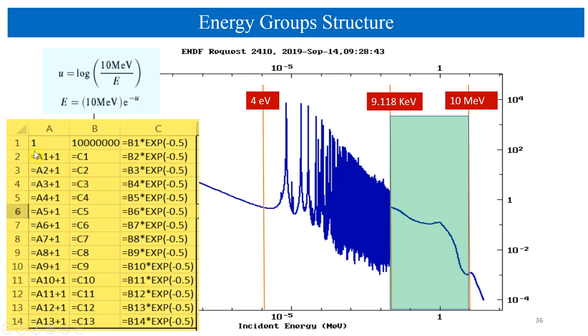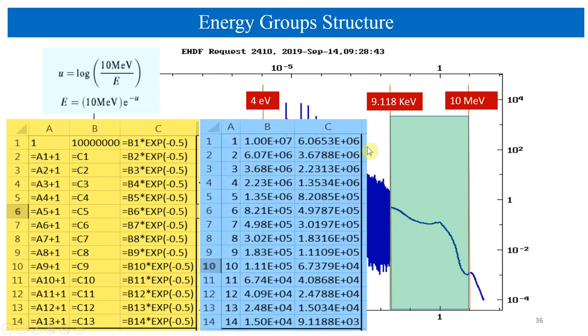So if we made that, we started the group by 10 MeV, and I put this 10 MeV times exponential minus 0.5, which is U. After that, I will get the second number, E1, the next energy. I can use this next energy also with the exponential and so on. From 10 MeV to this number, and from this number to the next, until I reach this number, which is 9.118 keV. Okay, so I divided this fast region into 14 groups.